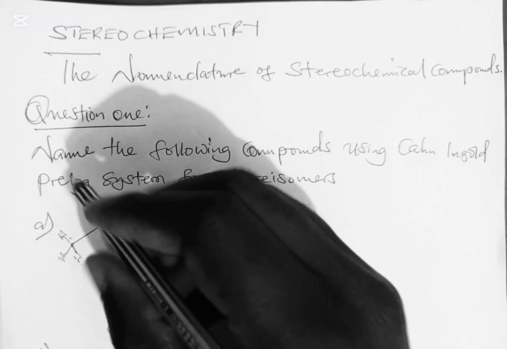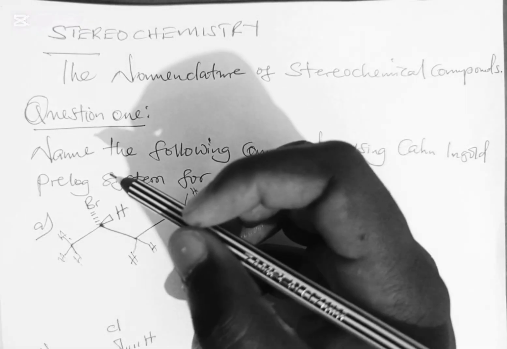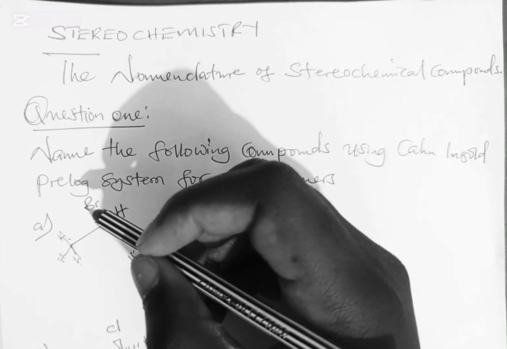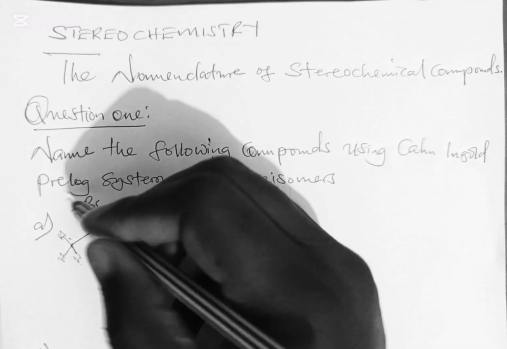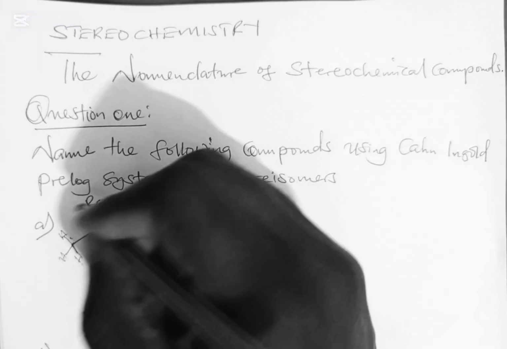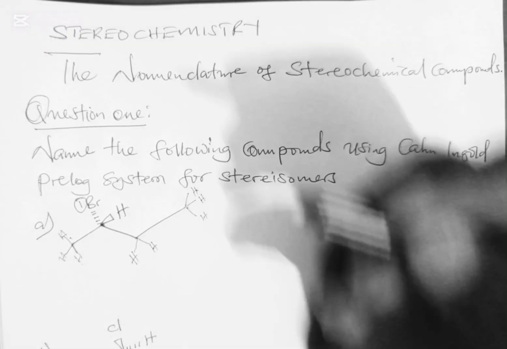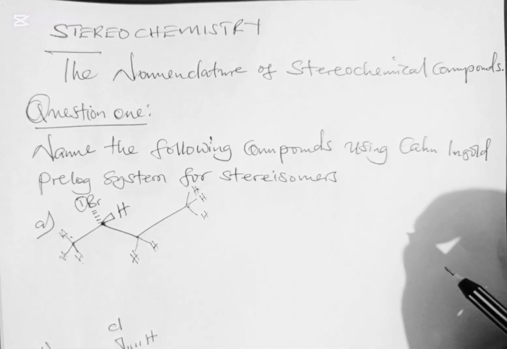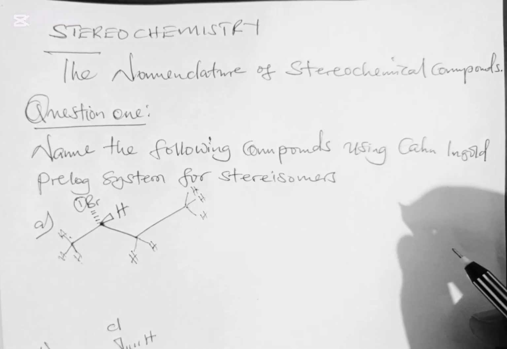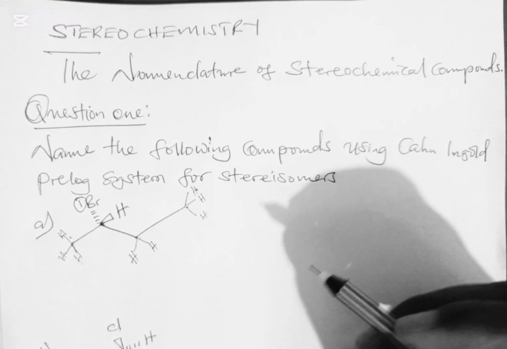So among the four, you discover that bromine has got the highest atomic number. If you check on the periodic table, you'll be able to find that. So because bromine has got the highest atomic number, we are going to number it like this. So we'll give it 1. That will be the first priority, first priority given to this.